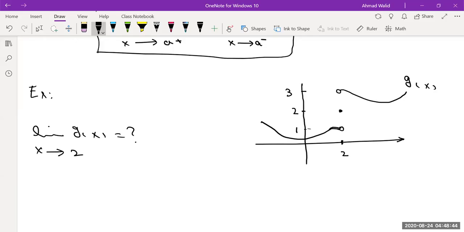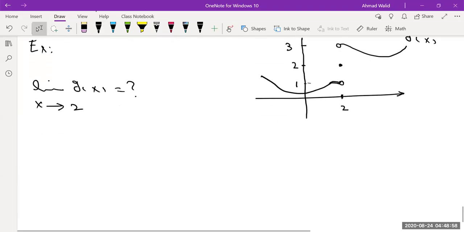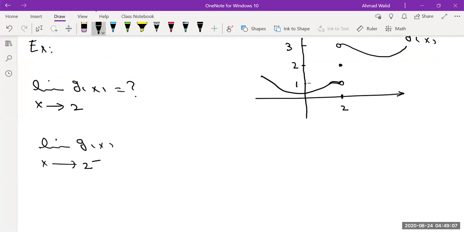To find this limit, you have to evaluate the left side limit and the right side limit. It means you have to answer first these 2 questions. You have to find the limit of g of x as x approaching 2 from the left, and also the limit of g of x as x approaching 2 from the right.